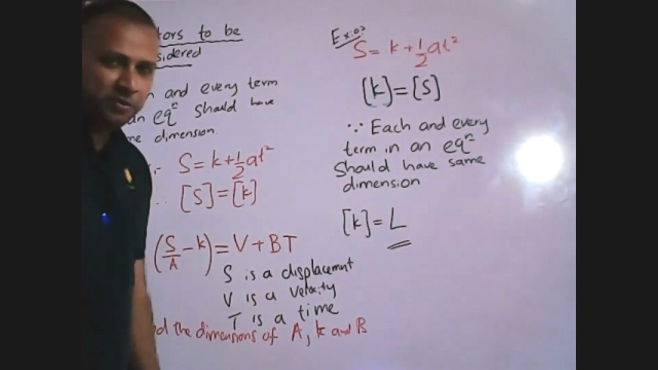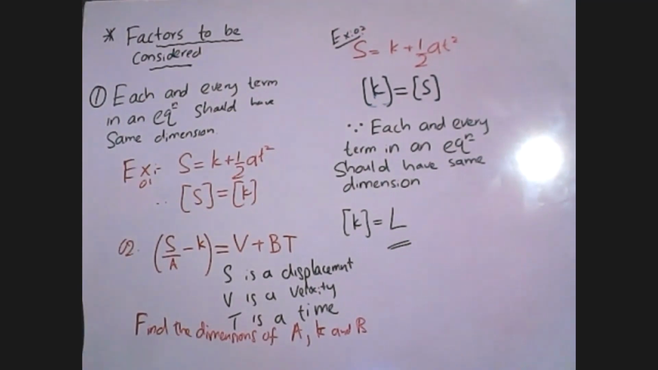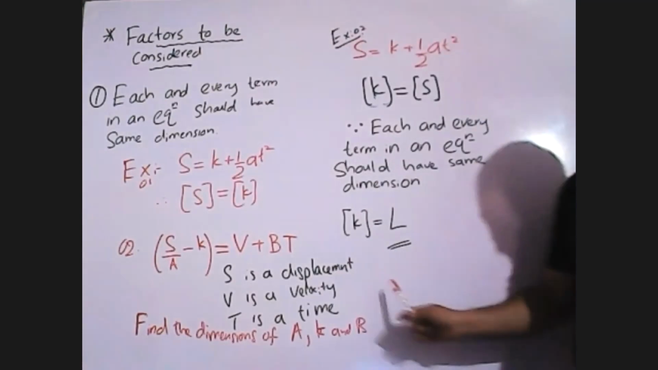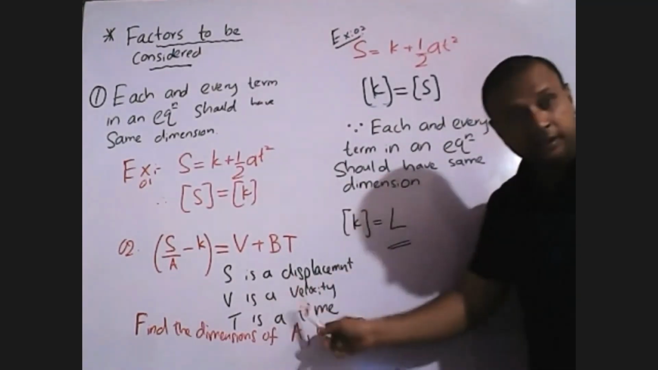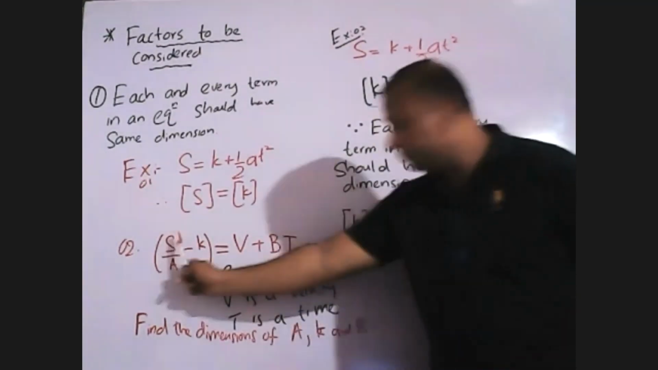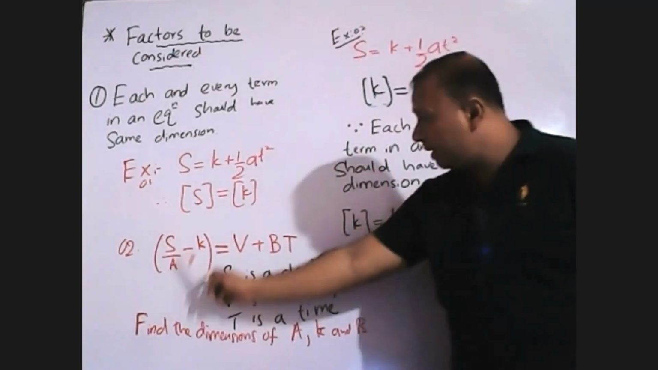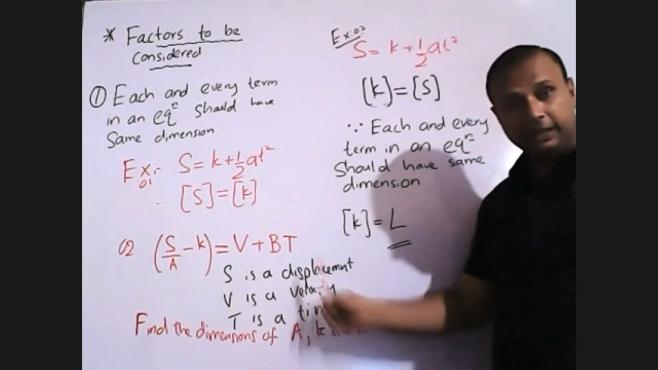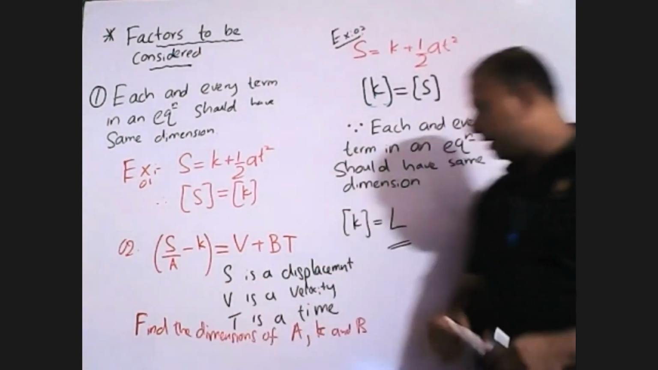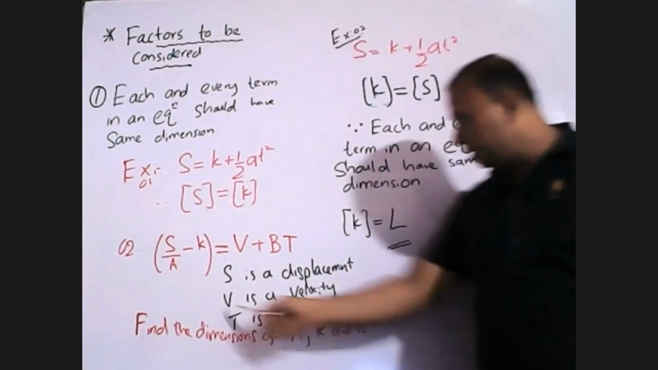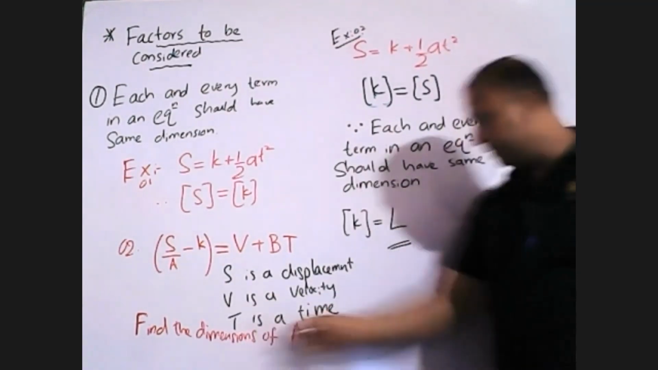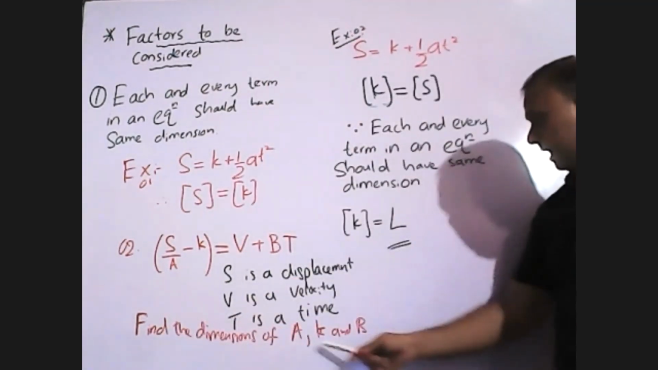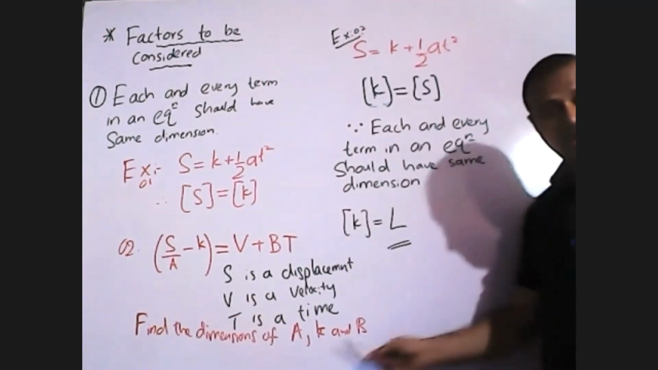Can you do subjecting now? This is the question. S over A minus K equal V plus BT. Here S is a displacement, V is a velocity, T is a time, and find the dimensions of A, K, and B.